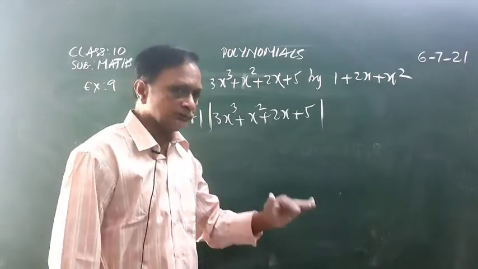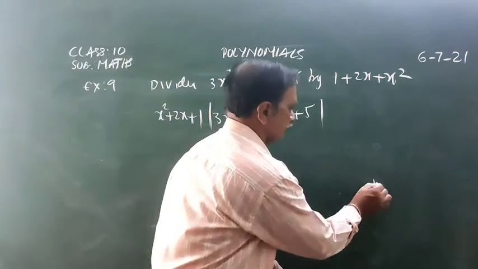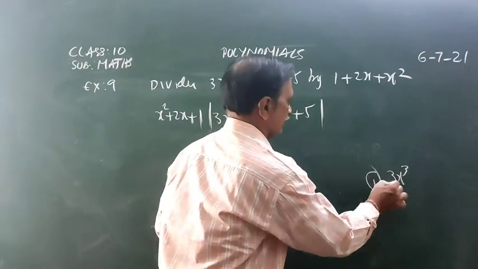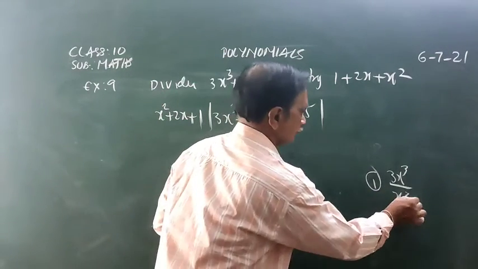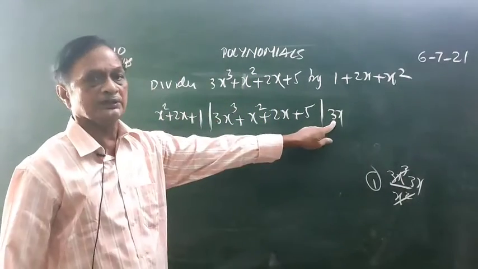Now, what is the first step? Divide the first term of the dividend by the first term of the divisor. That is the first step. What is the quotient? 3x. Write the first term of the quotient as 3x.